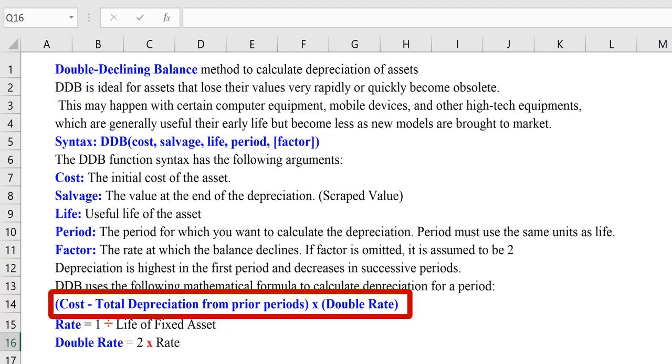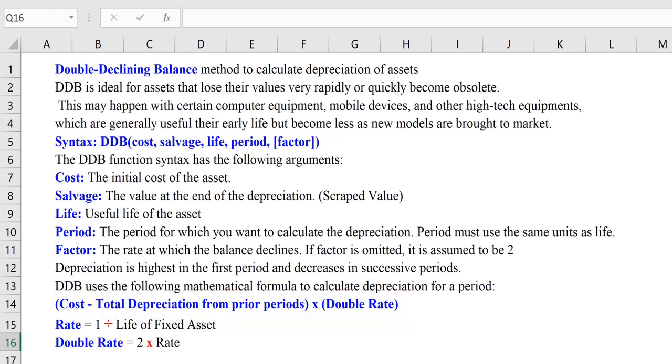Now let's get an understanding of the mathematical formula used to calculate double declining balance depreciation. Under the double declining depreciation method, depreciation can be calculated by multiplying the rate by the book value, and book value can be obtained by deducting cumulative depreciation from the cost of the asset. In order to find depreciation under the double declining balance method for a particular year, we have to take the book value at the beginning of the year times the rate of depreciation.